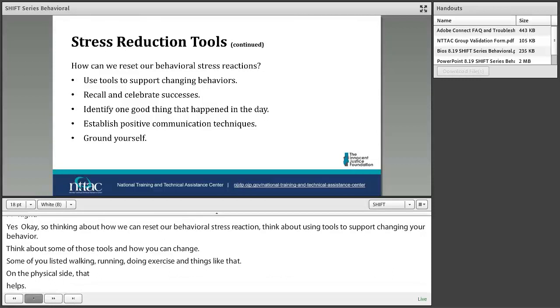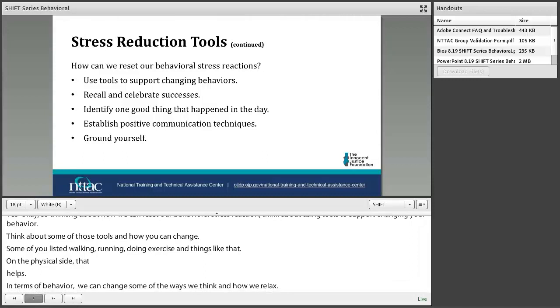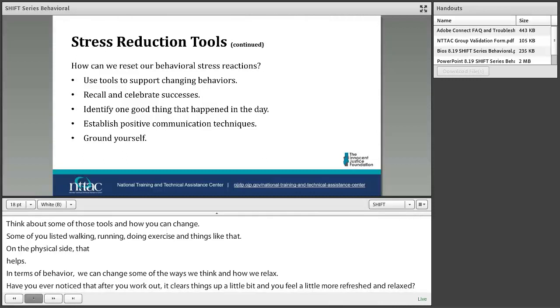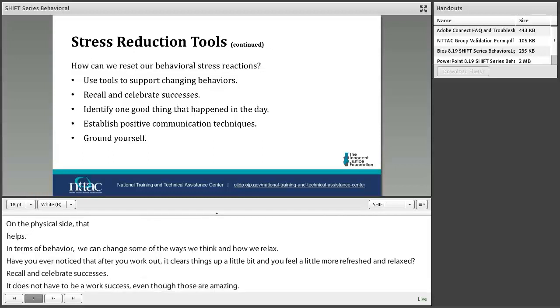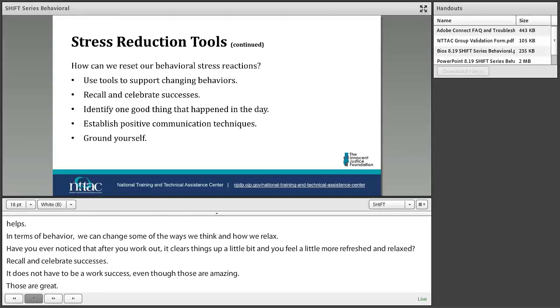Recall and celebrate successes, some great successes. It doesn't necessarily have to be a work success, even though those are amazing. With ICAC, we have a wall of shame, and those predators that we were able to put away. But recall and celebrate those successes in your cases. And again, it doesn't have to just be at work. It can be within your family, but anything that's going to help reduce some of that stress.